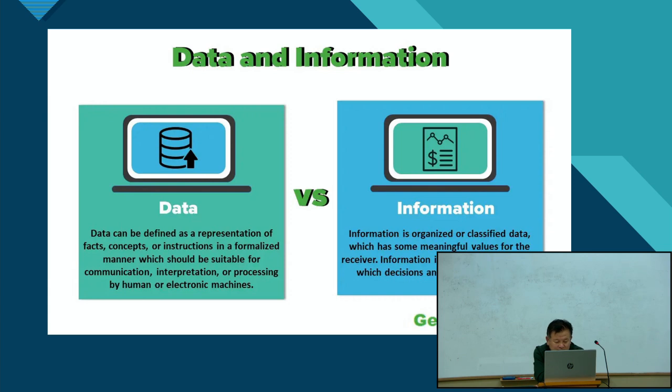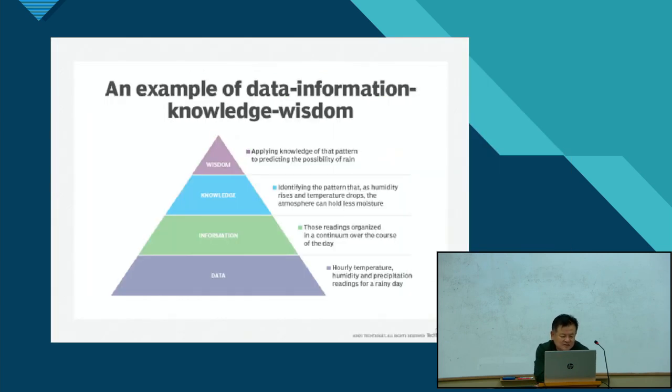But on the other hand, information is organized or classified data which has some meaningful values for the receiver. Information is the processed data on which decision and action are based. I say the decision, so some kind of actions. These things are information. So for further study relating data and information, the pictures show it.